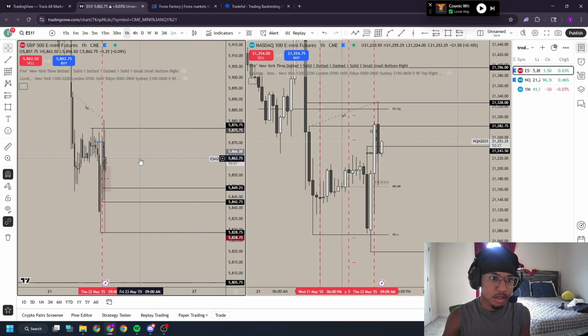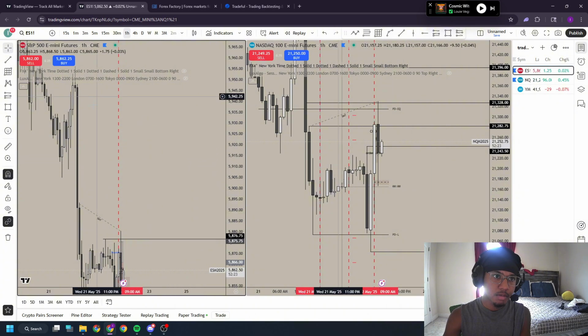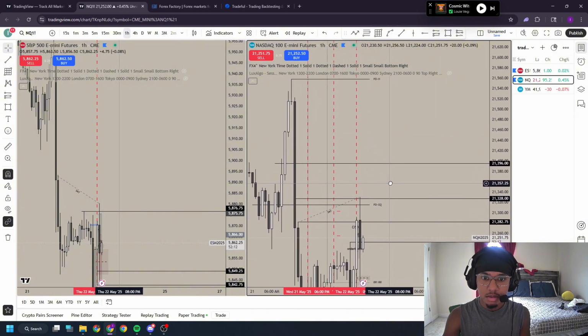Let's see if we could make something shake. So I pretty much marked out London session highs. I marked the beginning of this gap, well, this gap right here, not on ES but on Nasdaq. I marked the beginning of this gap, London session highs, the middle of this gap.